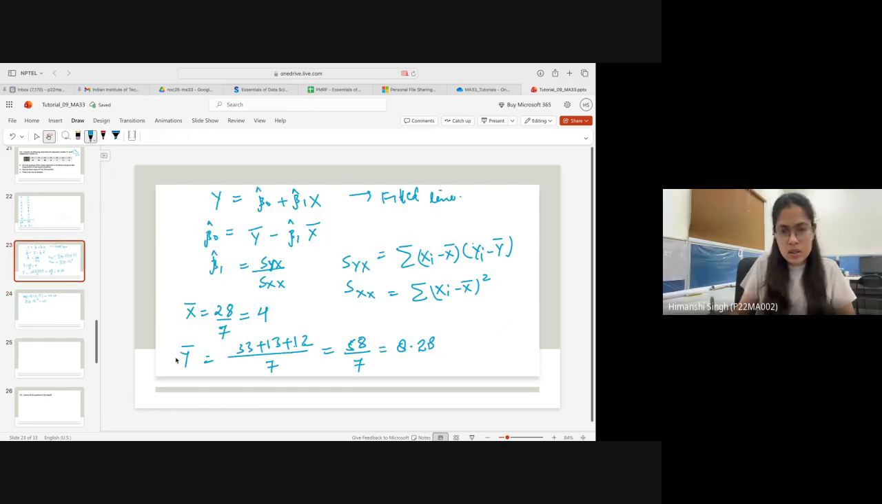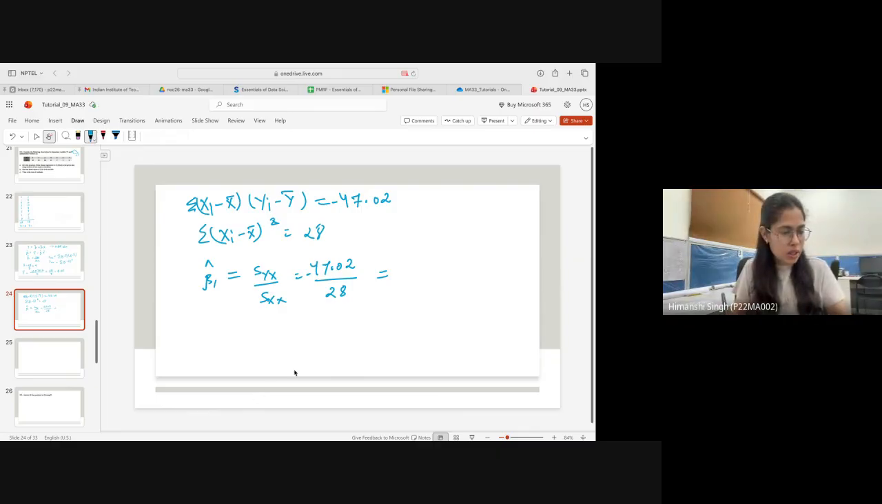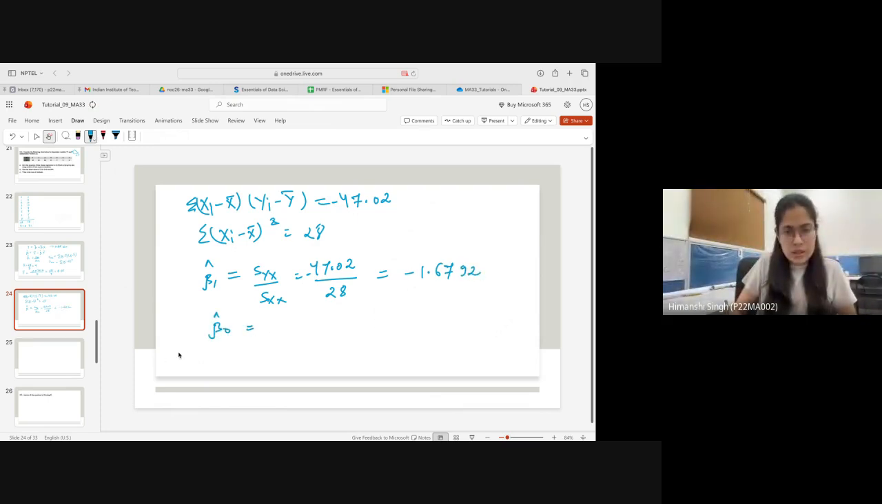We need it. Other things we know. So beta 1 hat is Sxy divided by Sxx. That is 47.02 divided by 28. This is negative actually. So it came out to be minus 1.6792.